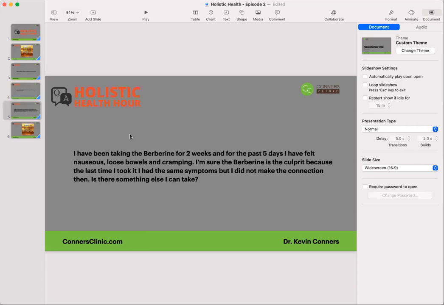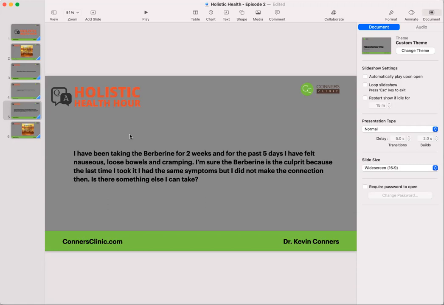I have been taking berberine for 2 weeks, and for the past 5 days, I've felt nauseous, loose bowels, and cramping. I'm not sure if the berberine is the culprit, because the last time I took it, I had the same symptoms, but I did not make the connection then. Is there something else I could take?